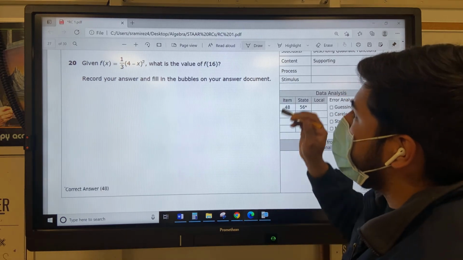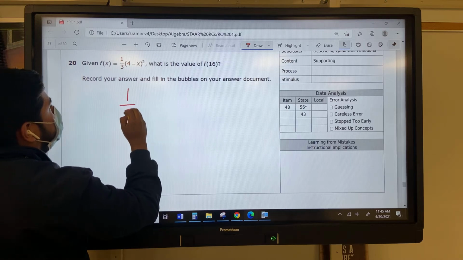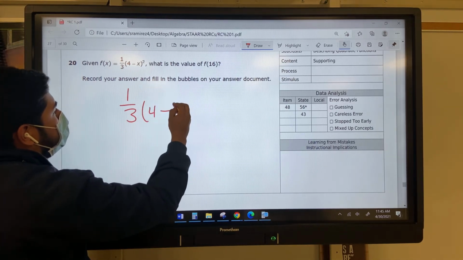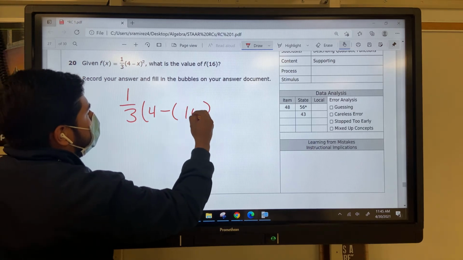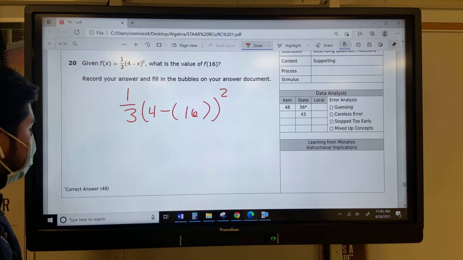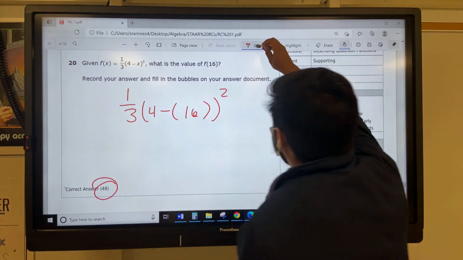Okay, same thing here. Input it. I'll write it out for you. 1/3 times parentheses 4 minus x, with 16 going in there, and then square it. You should get 48. If you don't get 48, let me know what you're doing wrong.